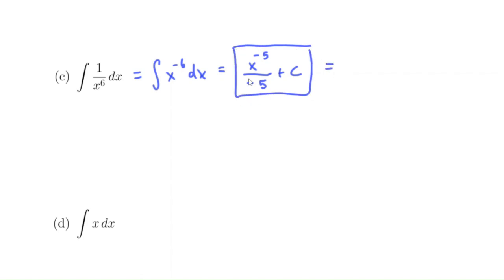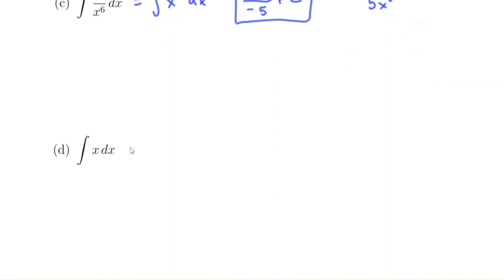Now, you could rewrite this. This negative in the denominator can come out front. This x to the negative 5th in the numerator can become an x to the positive 5th in the denominator. So we could write this as negative 1 over 5x to the 5th plus c. But it's totally fine if you leave your answer like this.